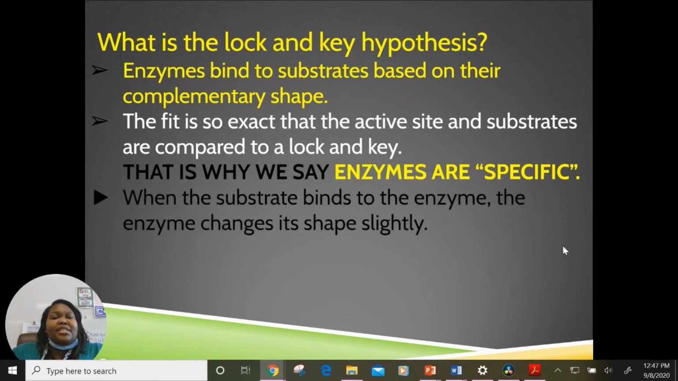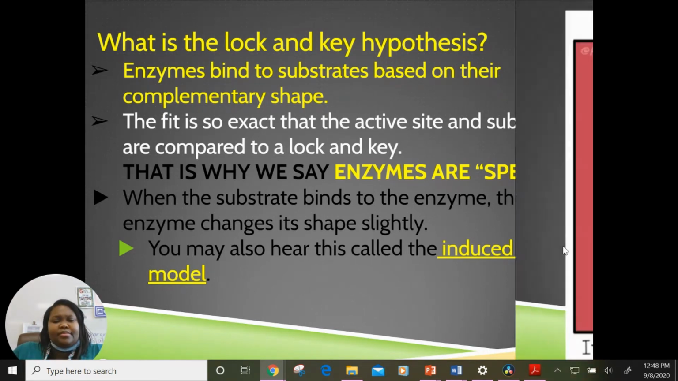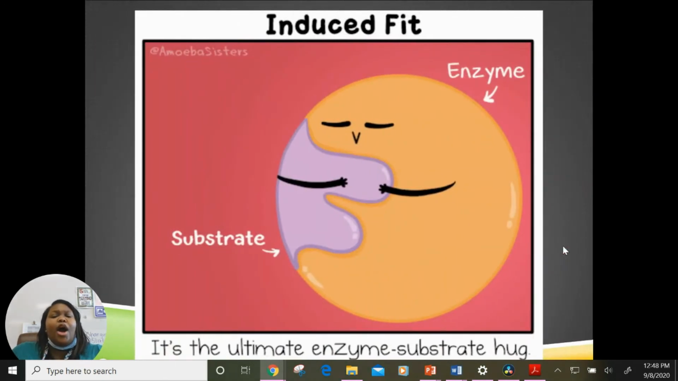When the substrate binds to the enzyme, the enzyme is going to change its shape very, very slightly, so slightly that you couldn't even really see it. You're going to hear this called the induced fit model. The substrate is going to bind to that enzyme and the shape will change just a tad bit. You can almost think of this as the enzyme giving the substrate a little hug just to make it fit perfectly. That's called induced fit.